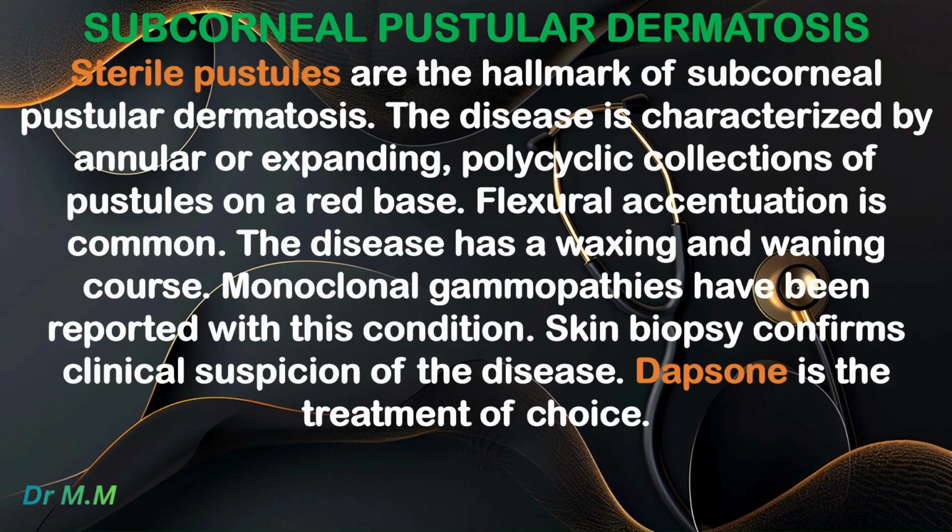Subcorneal pustular dermatosis. Sterile pustules are the hallmark of subcorneal pustular dermatosis. The disease is characterized by annular or expanding, polycyclic collections of pustules on a red base. Flexural accentuation is common. The disease has a waxing and waning course. Monoclonal gammopathies have been reported with this condition.